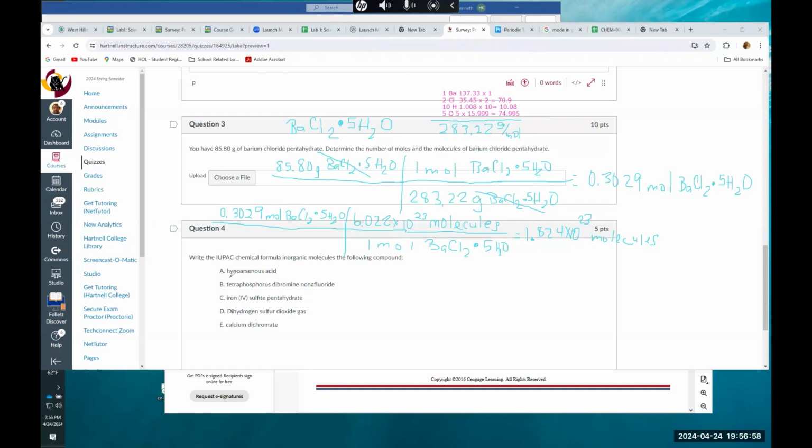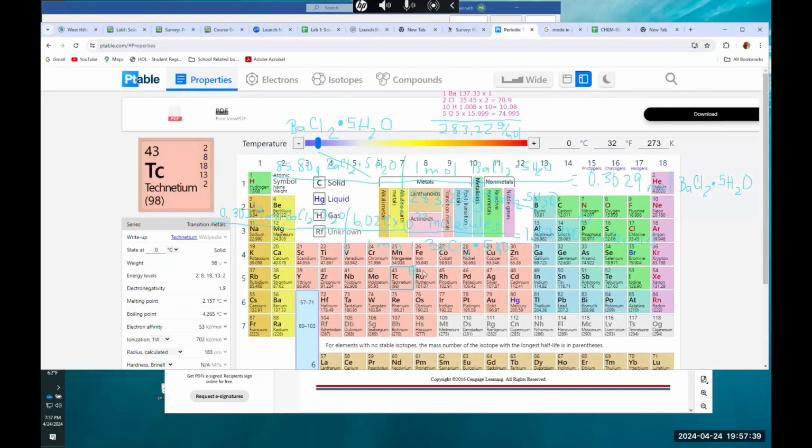Okay, so the first one is hypoarsenious acid. Sorry, arsenious acid, putting an H in there. That's arsenic, so that's right, it's going to be arsenic. What is the chemical symbol for arsenic? Is it AS or AR? AS. Okay, so it's As.